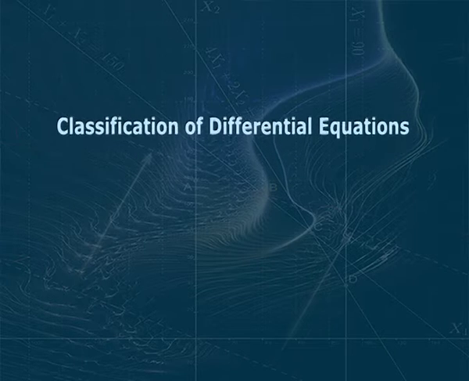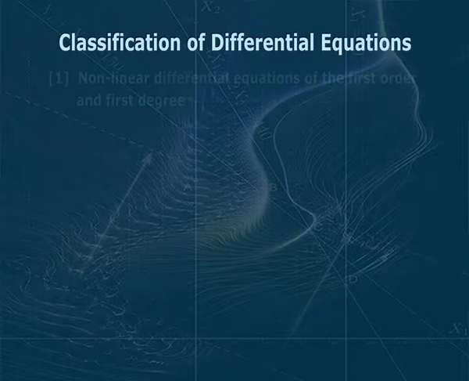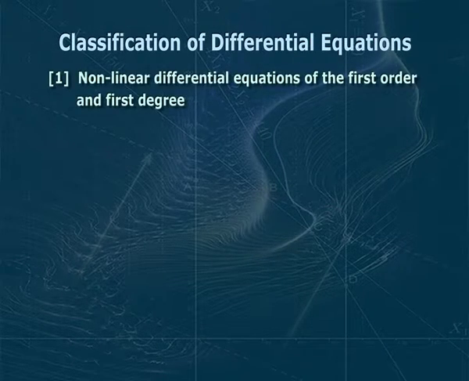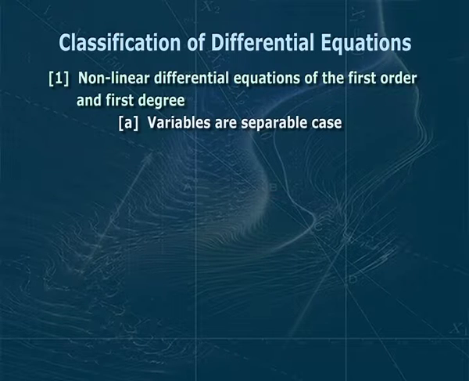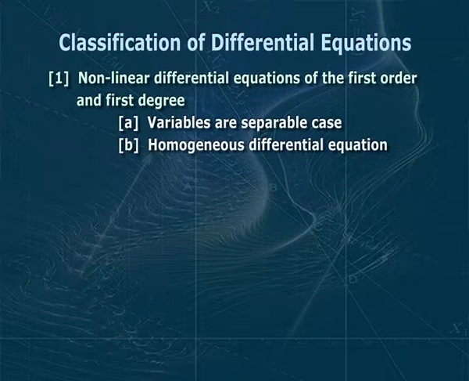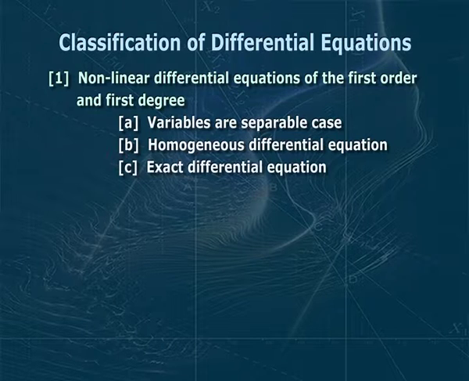Classification of differential equations. Number 1. Nonlinear differential equations of the first order and first degree. Under this, we have category A as variables separable case. Case B, homogeneous differential equation. Case C, exact differential equation.